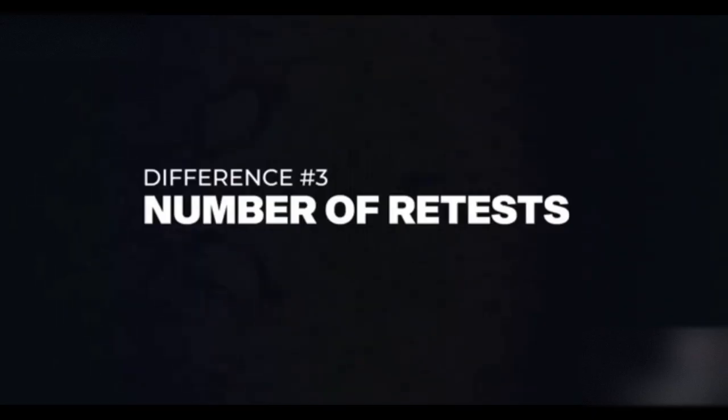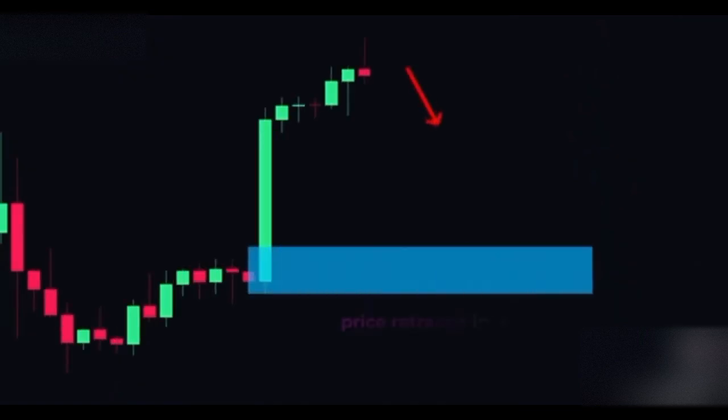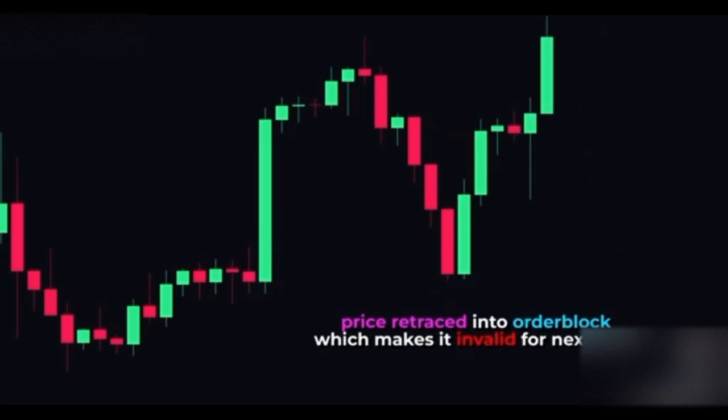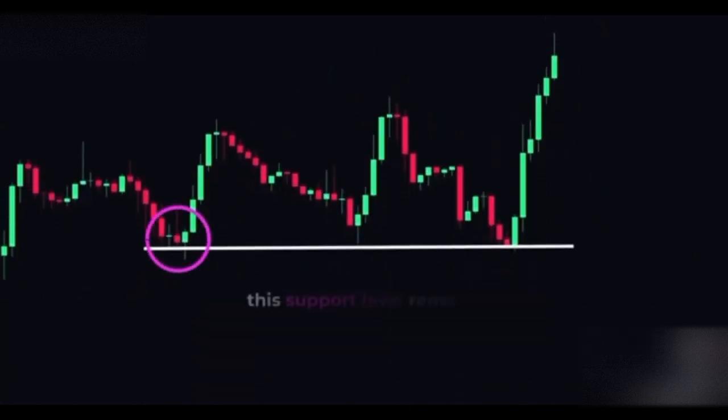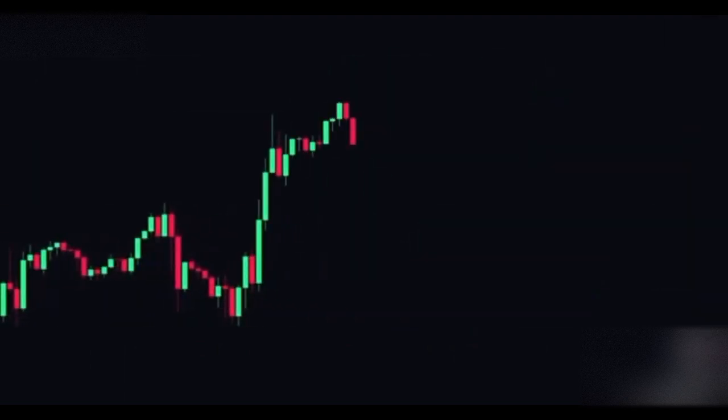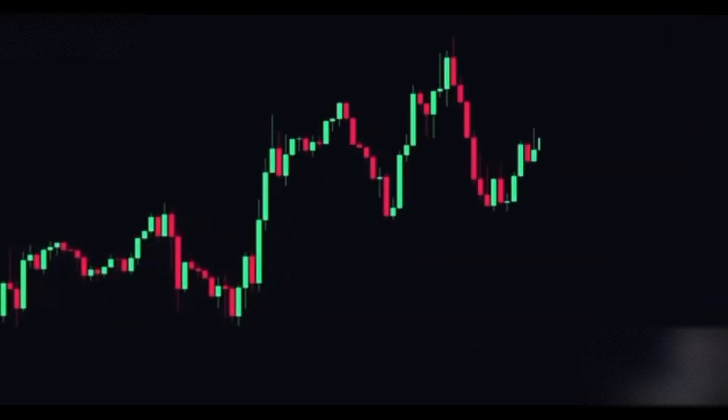Third difference is the number of retests. Order blocks are typically a one-time use, meaning if they are retraced once, they're done. You cannot use them multiple times. In contrast, support and resistance levels can be retraced multiple times. While order blocks and support resistance differ, they can be used together.